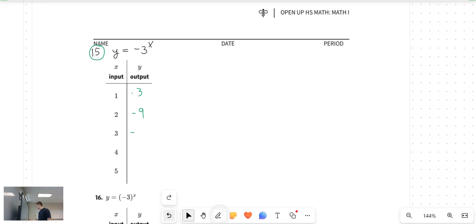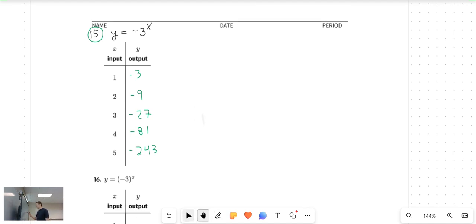-27. Oop, that is not a 2 or a 7. -27, then -51. Oh, that's not a 1. Did I say -51? It is not -51. Somebody better have caught me on that one. It is -81. That's my mistake. And then finally, -243. All right, so those should be our values for number 15.